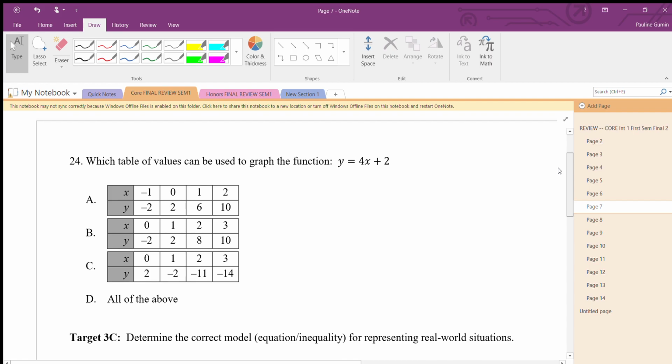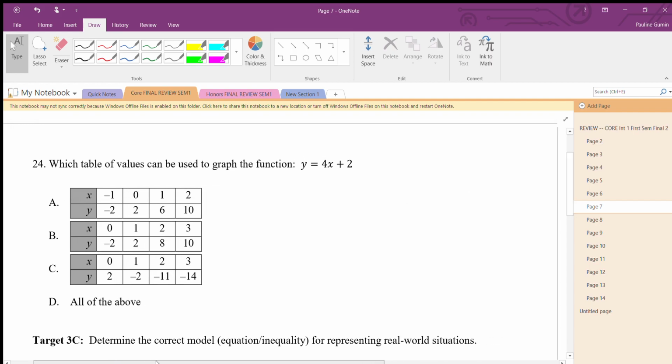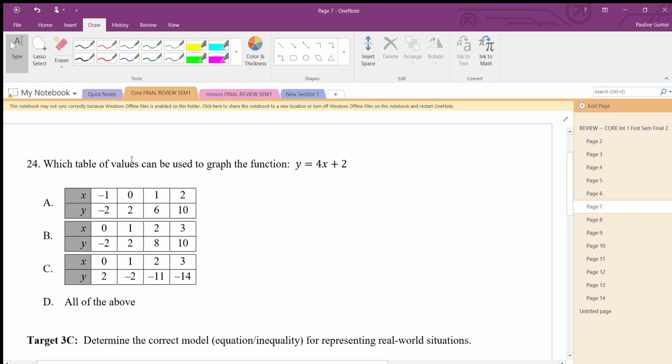Alright, so in number 24, we're looking at a table, or 3 tables, and seeing whether or not they can be used to graph this function. The first thing I like to look at in these problems is the y-intercept. It's the easiest thing to see.